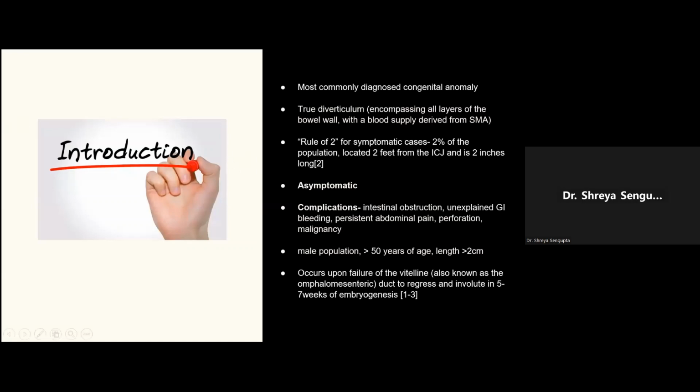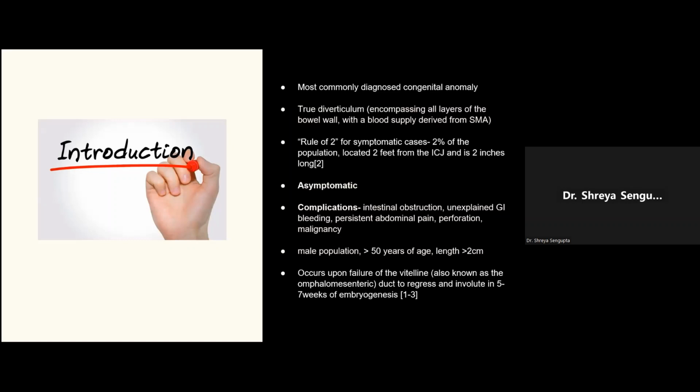Now, Meckel's diverticulum, as we all might know, is one of the most common congenital anomalies. This is a true diverticulum, by which we mean that it is made up of all three layers of the small bowel, and the blood supply is derived from the superior mesenteric artery.